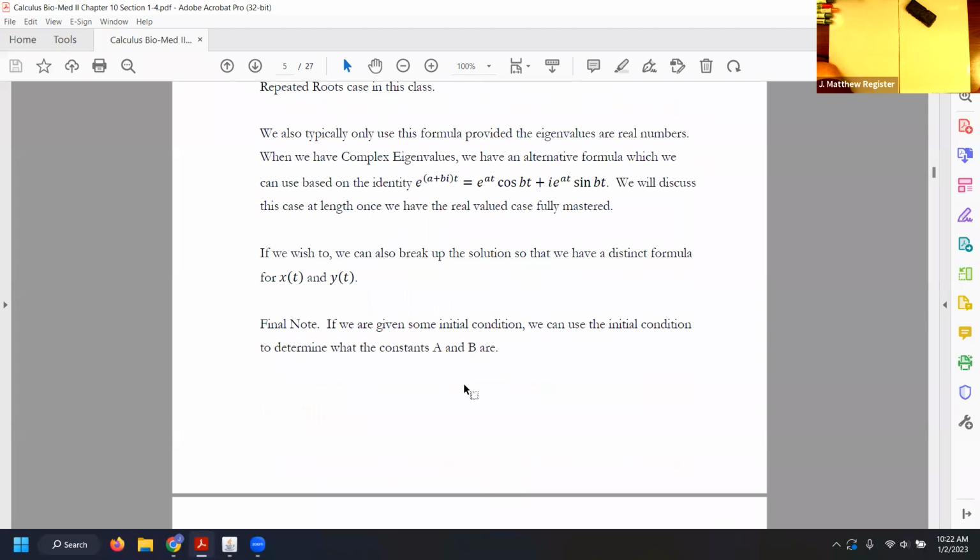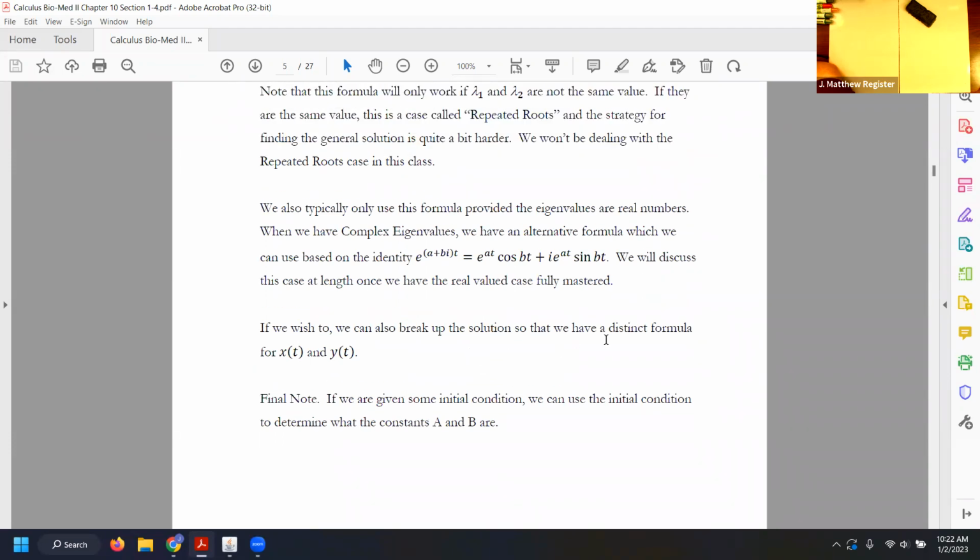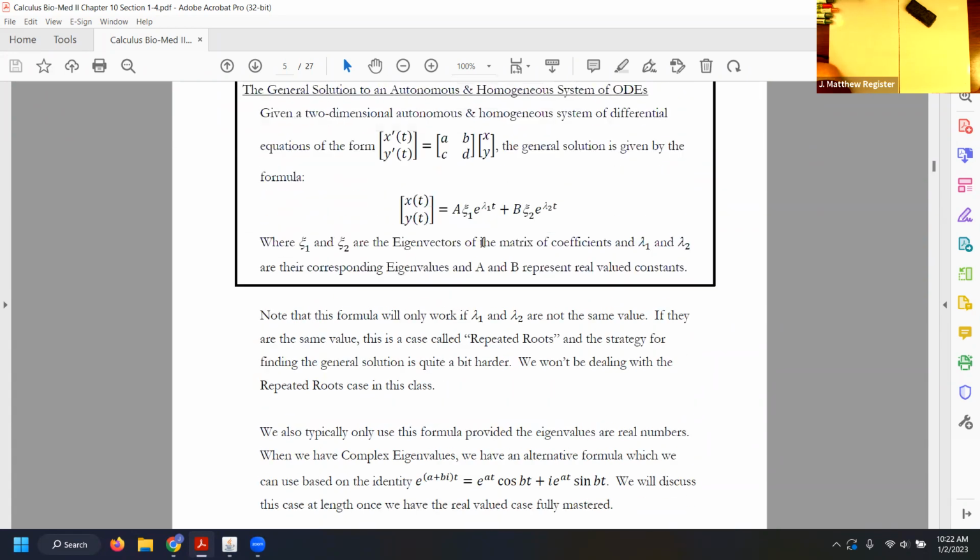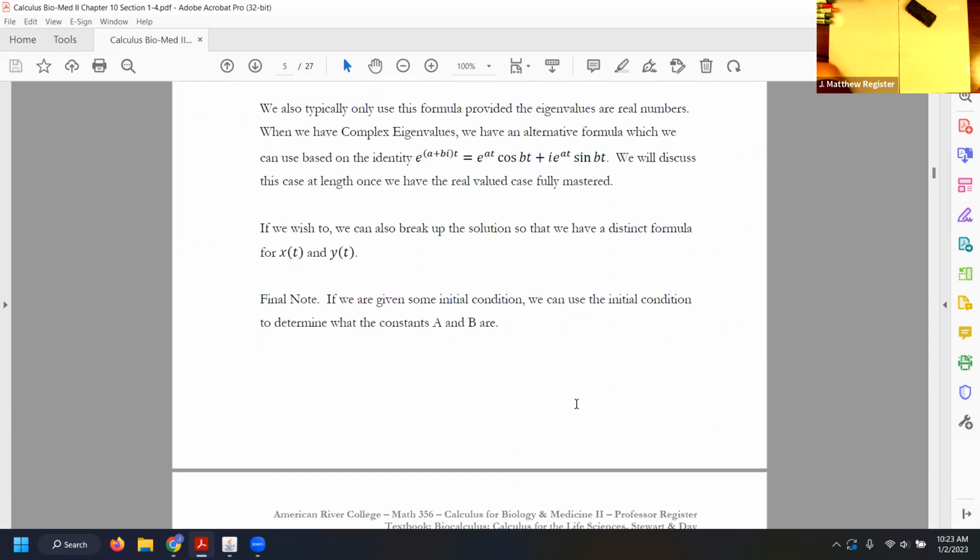If we wish to, we can also break up the solution so that we have distinct formulas for x of t and y of t. And we'll see what that looks like when we're doing it. And final note, if we are given some initial conditions, we can use the initial conditions to determine what the constants A and B are. And so we can actually find A and B if we have an initial condition.